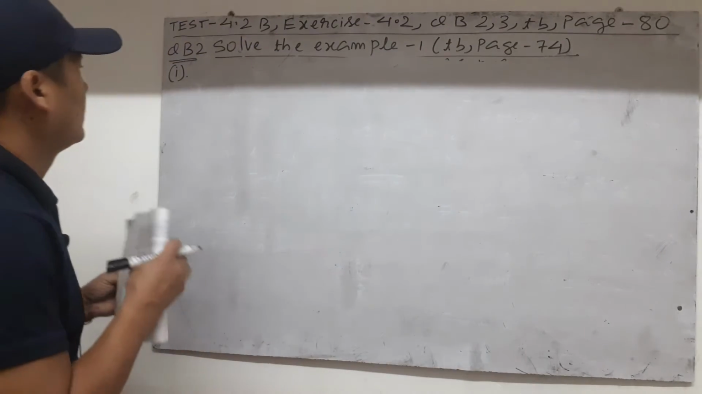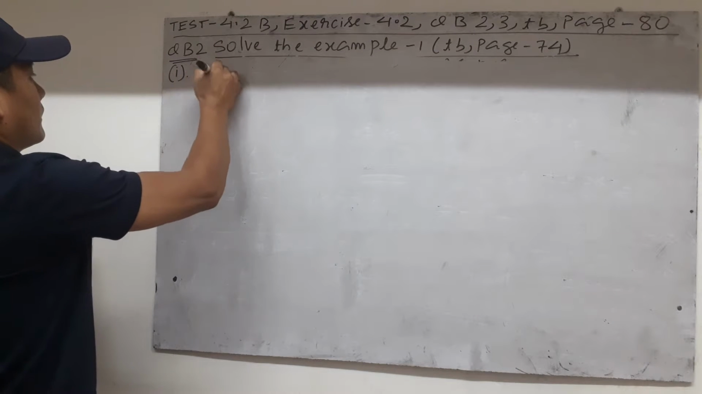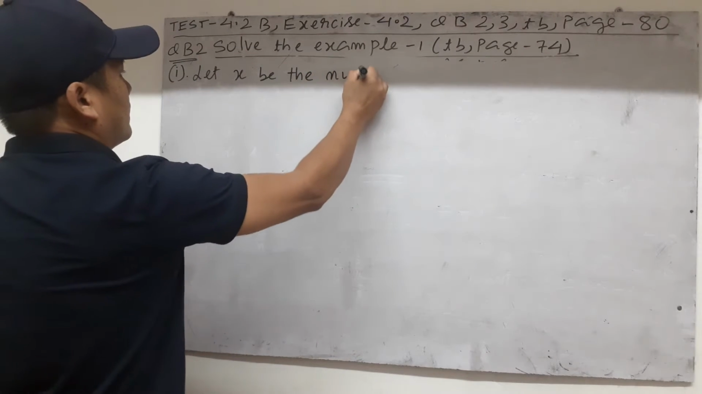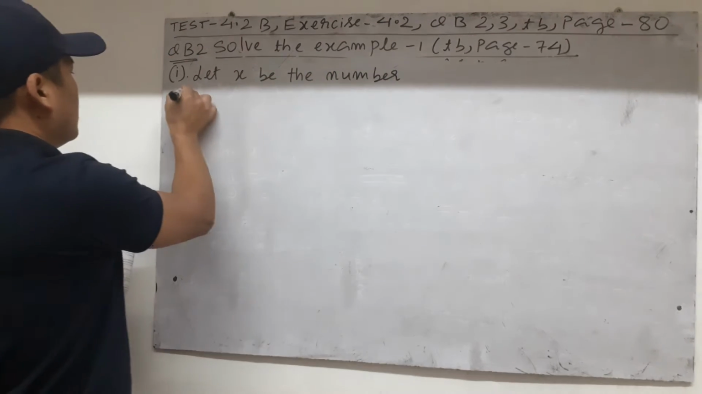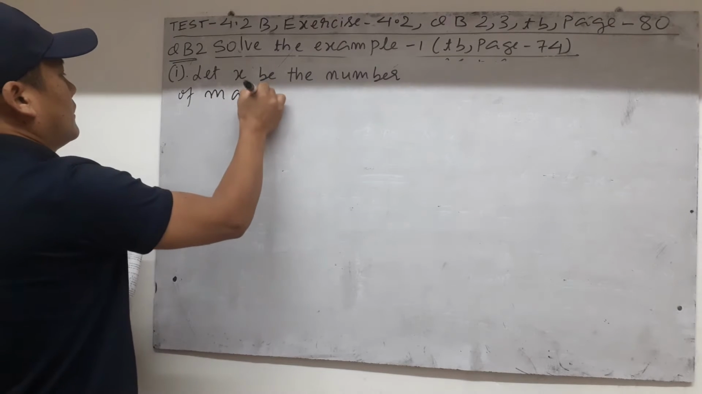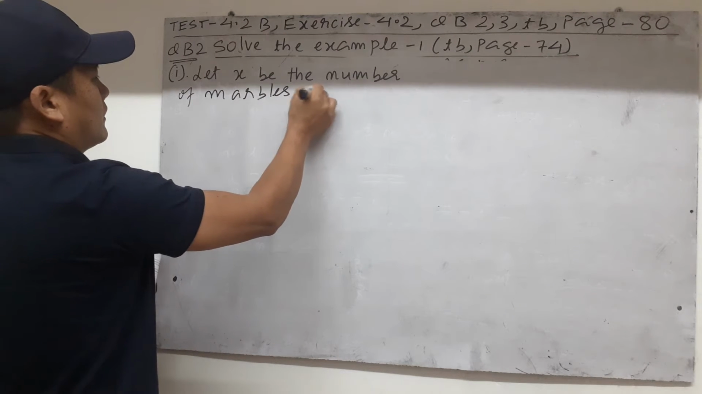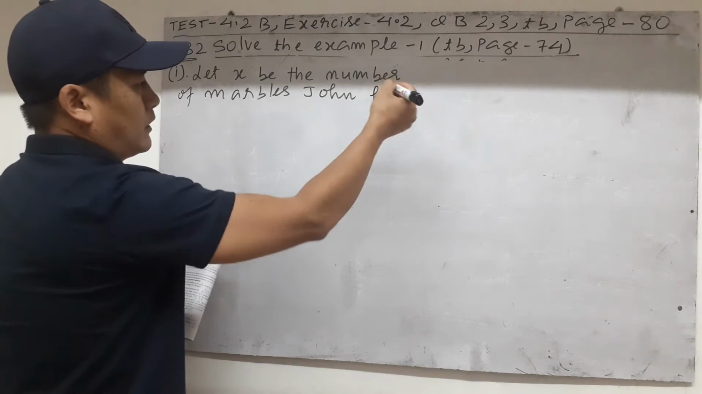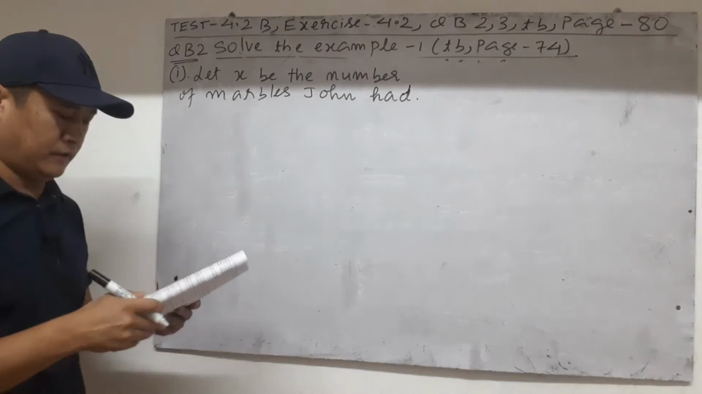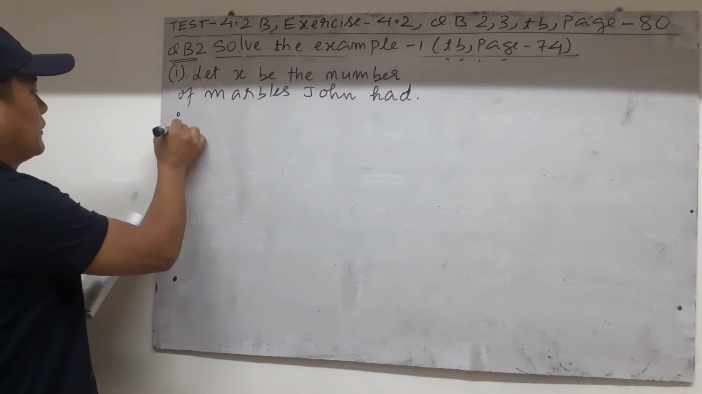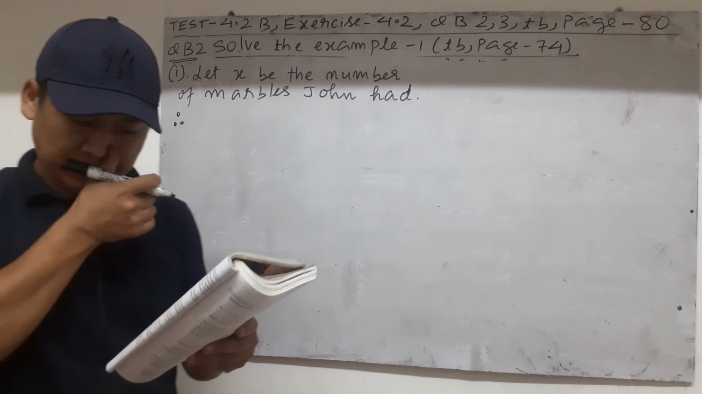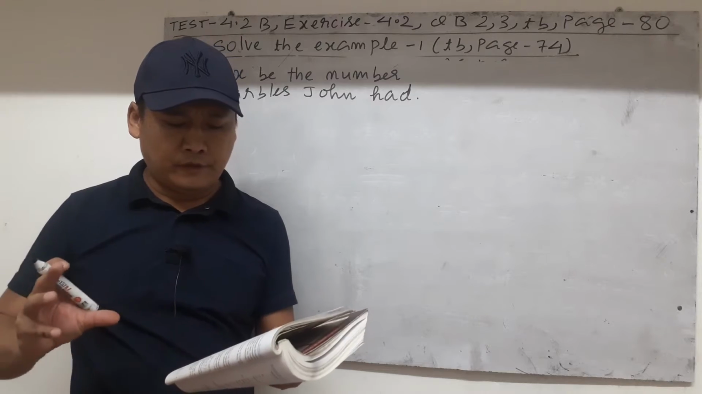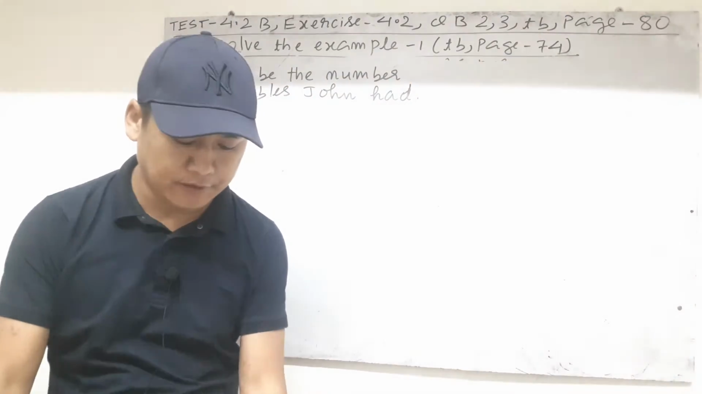So let X be the number of marbles John had in the beginning before he lost the 5, okay, original number. Therefore, let's go to the question now. Let me read the first sentence: John and Giovanni together have 45 marbles before they lost any, the original number.